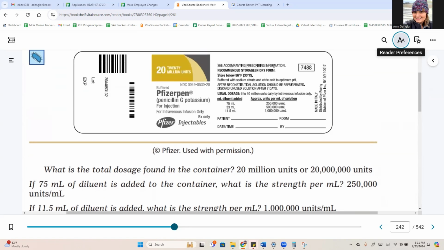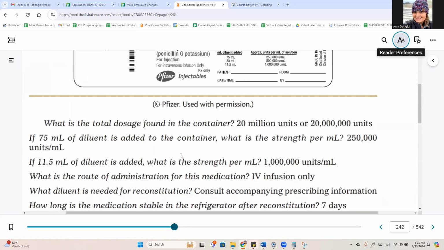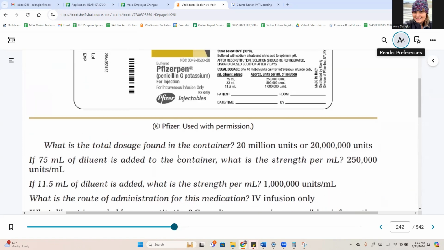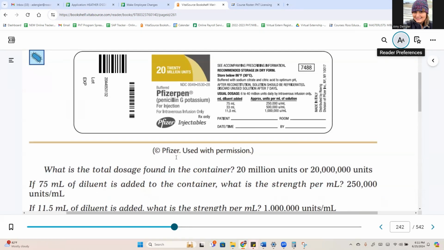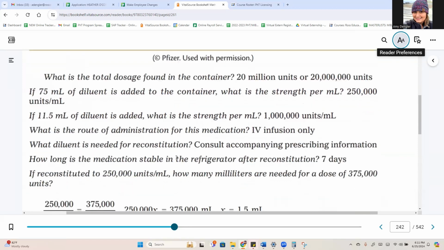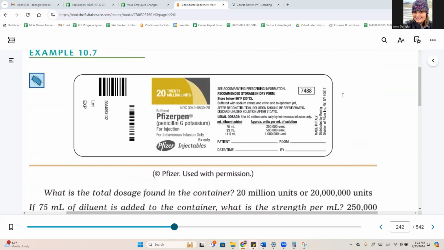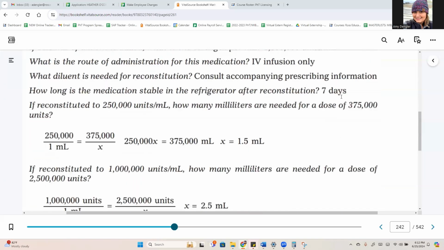It says, what is the route of administration? On here, it says for intravenous infusion only. What diluent is needed for reconstitution? It doesn't say, so it says that we should look at the accompanying prescribing information. That's going to be the little white thing on the bottle. And how long is the medication stable in the refrigerator after reconstitution? It tells us that we should discard the unused solution after 7 days.